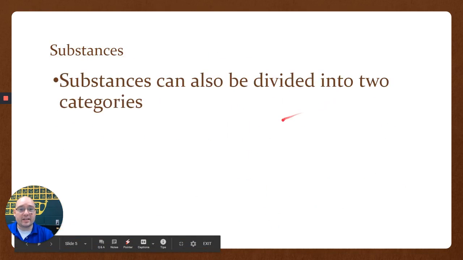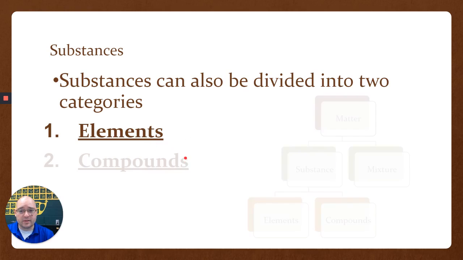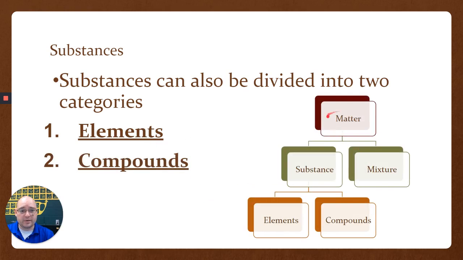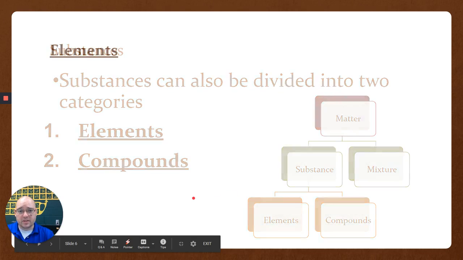Substances can also be divided into two categories. Again, we like to divide things up into categories. So those two categories are elements and compounds. So matter is either a substance or a mixture. Substances are either elements or compounds. So let's talk about those.